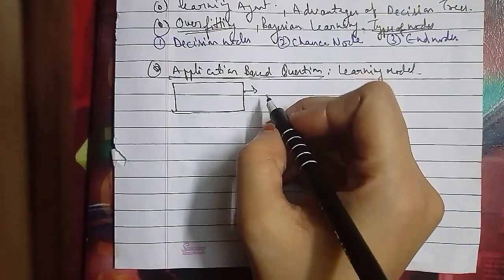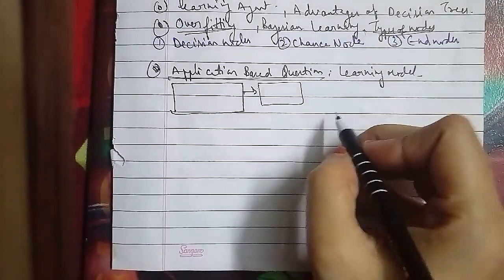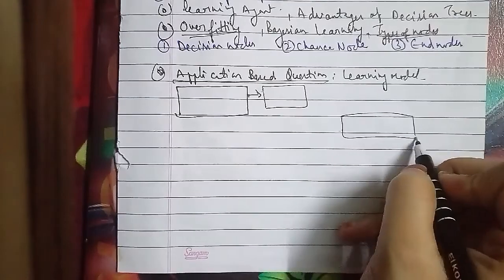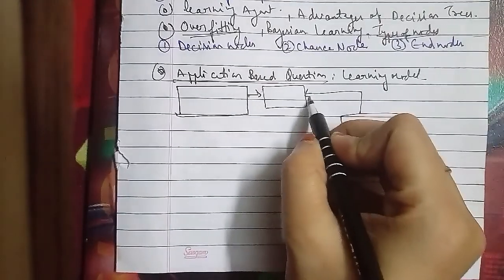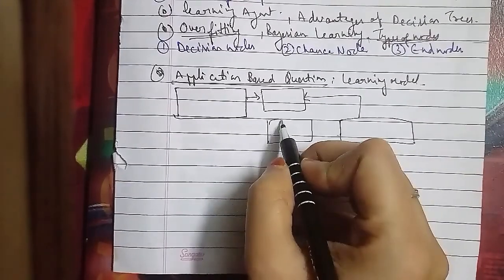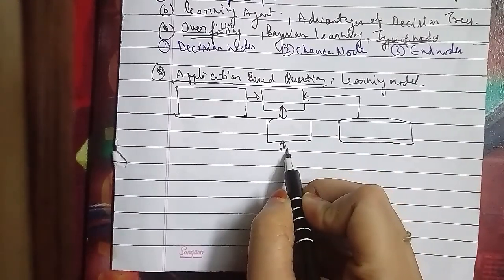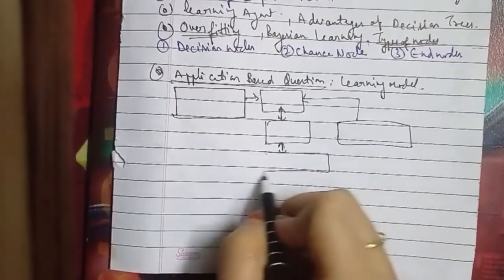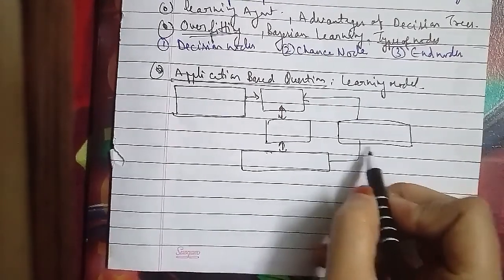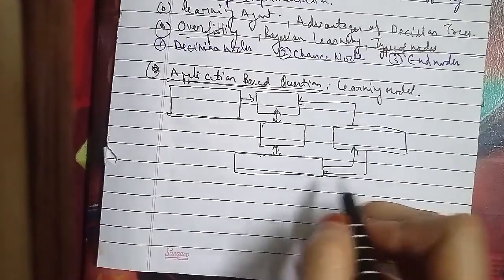After that, we have the learner component. Then we have the critic, the performance evaluator, which gives feedback, and then we have your knowledge base, which is bidirectional. Then we have your performance component, and this is also bidirectional. In the same case, this is a general learning model.